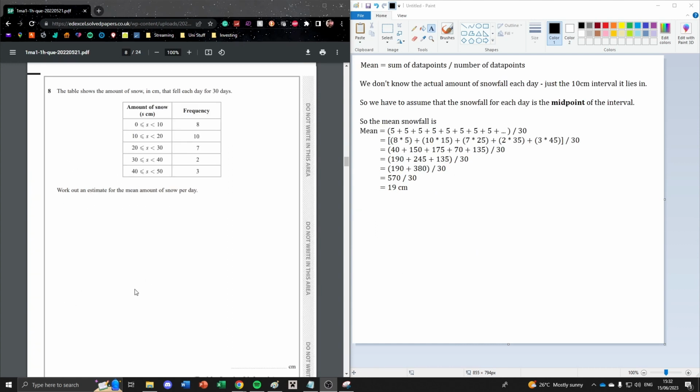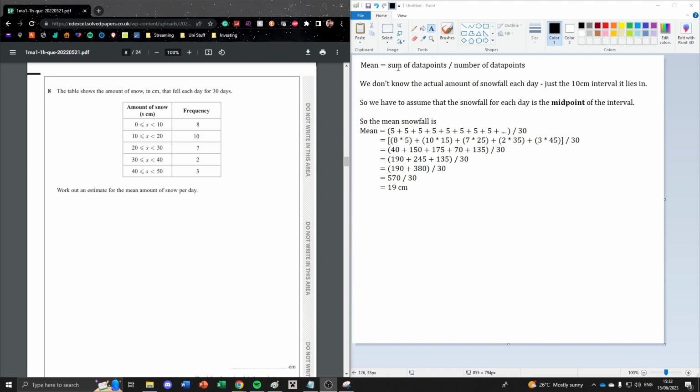So question 8 is looking at data visualization, in this case, frequency tables. We're given a table showing the amount of snow in centimeters that fell each day for 30 days. So we've got the amount of snow in centimeters here, and we've got 10 centimeter wide intervals ranging from 0 all the way to 50. And for each interval, we have the frequency, the number of days on which that much snow fell. And we're asked to work out an estimate for the mean amount of snow per day.